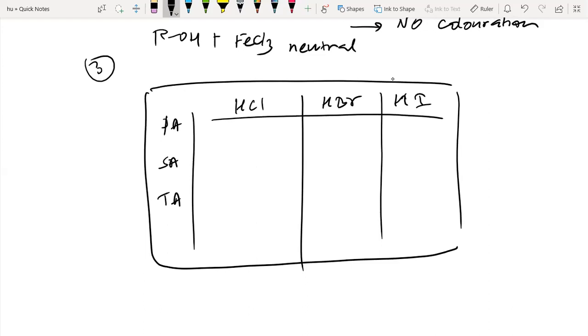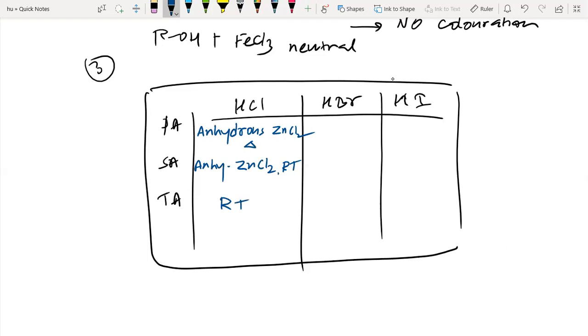The different condition which I am talking about is, say, when primary alcohol is reacted with HCl, on the arrow we should write anhydrous ZnCl2 and heat. In case of secondary alcohol, anhydrous ZnCl2 and room temperature. In case of tertiary, only room temperature.